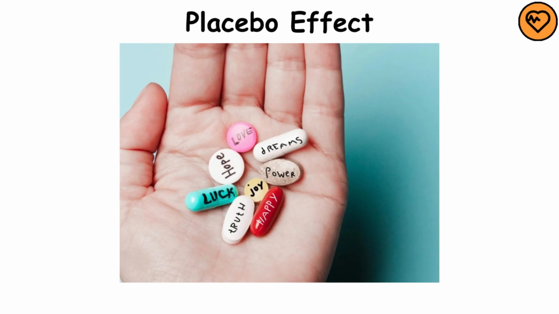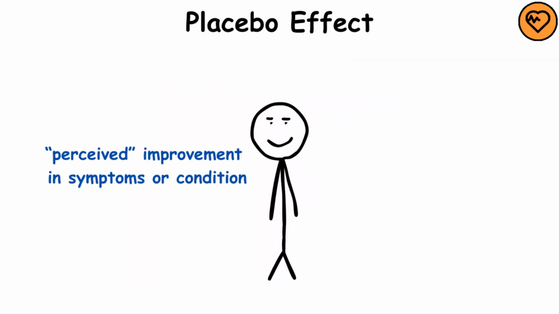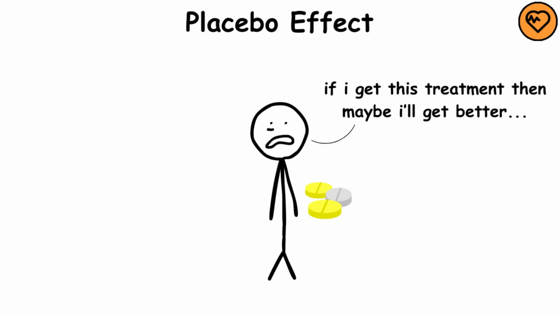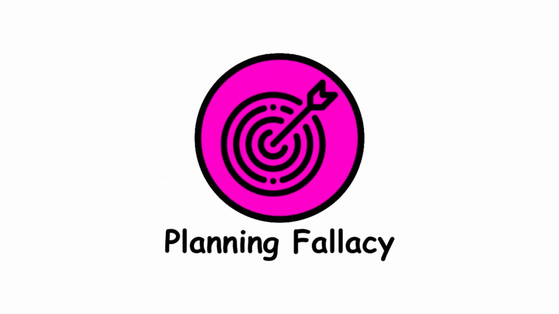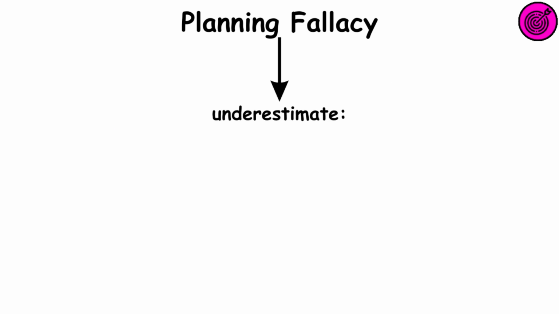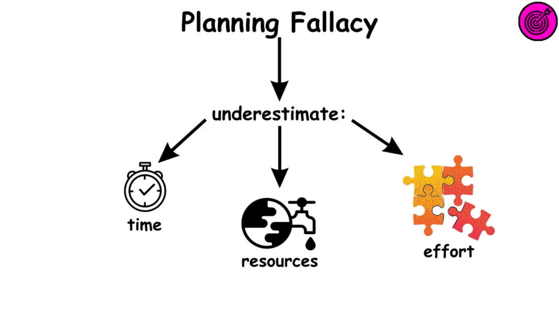Placebo Effect. The placebo effect is a phenomenon where a person experiences a perceived improvement in symptoms or condition after receiving a treatment that has no therapeutic effect. This improvement occurs because the individual believes the treatment will work, often due to factors such as expectation, suggestion, or conditioning.